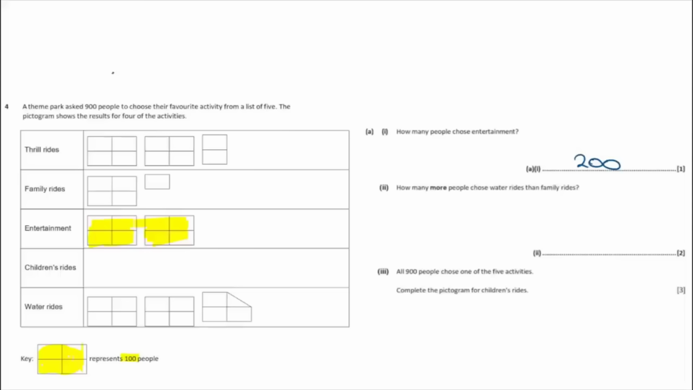This grid is divided up into 4. So if each one of these grids is worth 100, then one of the cells within that grid is going to be worth 25, isn't it? So this is going to be worth 25, 25, 25.